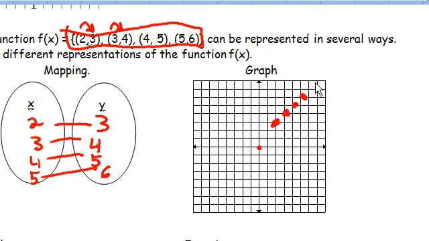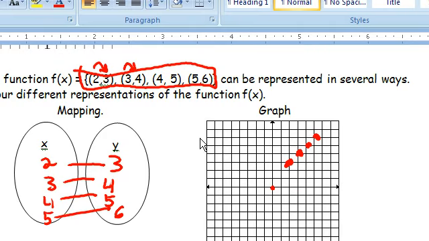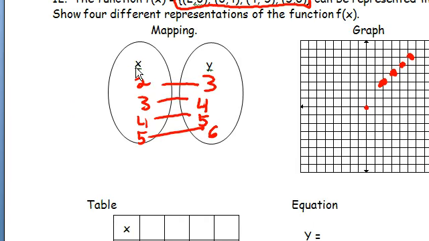Do we connect the dots? No, we don't connect the dots because this is discrete data. Discrete data, we leave it as dots. This is not a continuous function. It's a discrete function.